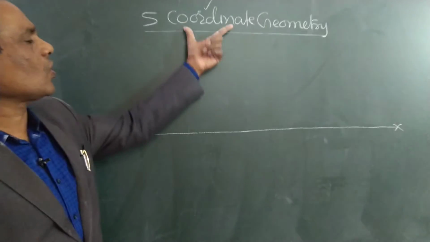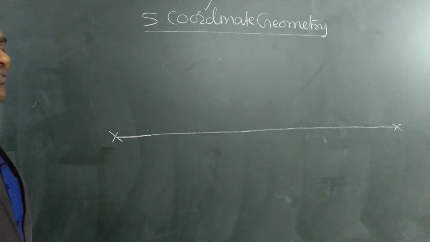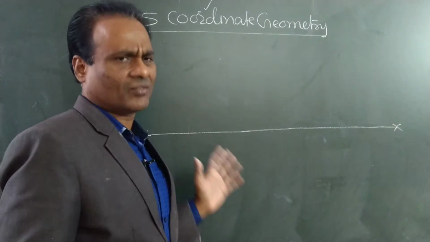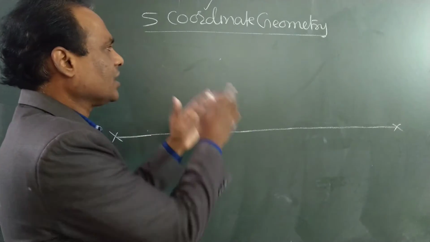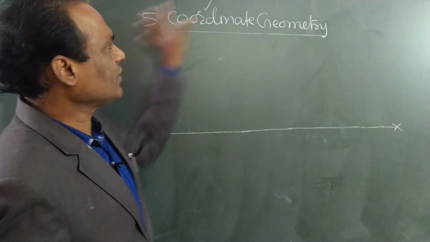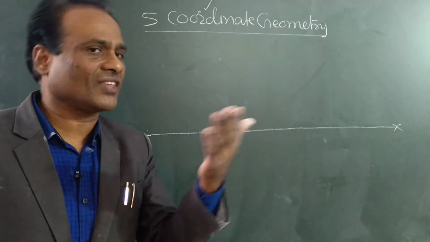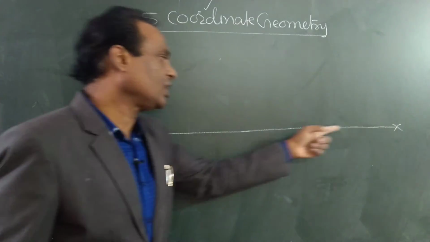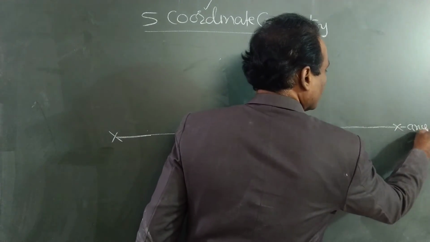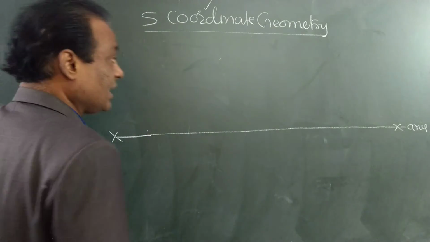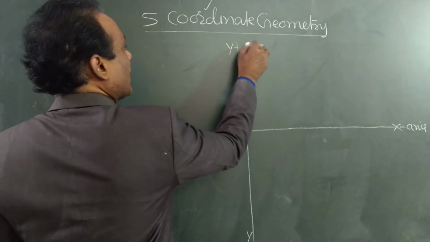So what is meant by coordinate? For that we take a plane. Suppose this is a plane. Wherever we are drawing or doing something, we call it a plane. This board is a plane. If you are writing on paper, that paper is a plane. On that plane, if you draw a horizontal line, that is called the x-axis. What is the name of the horizontal line? X-axis. The name of the vertical line is y-axis.